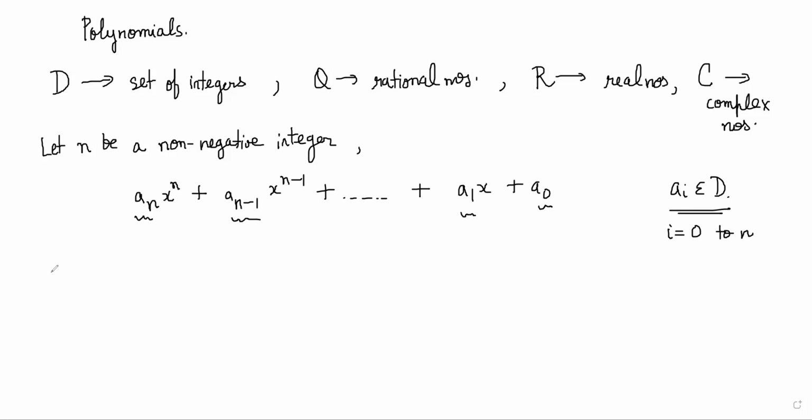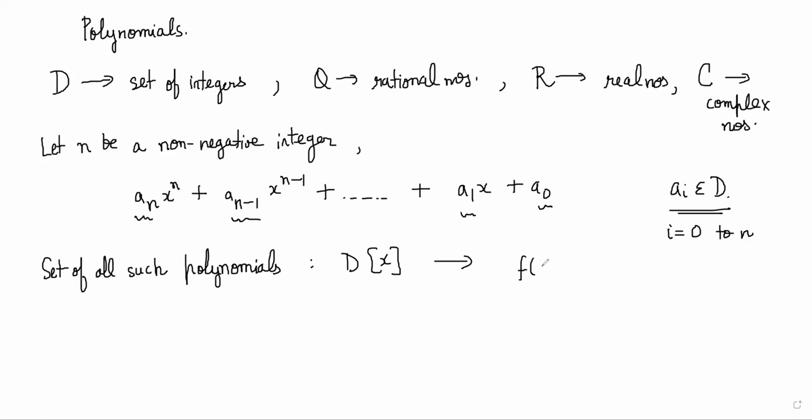The set of all such polynomials will be given by the symbol Z of x. So it's a set of polynomials with integer coefficients. That's why we are saying it is Z of x. And we can represent specific polynomials in this set with symbols like f of x, g of x, and so on. So f of x is an element of the set of all polynomials Z of x, and these are all integer polynomials because the coefficients belong to the set of integers.